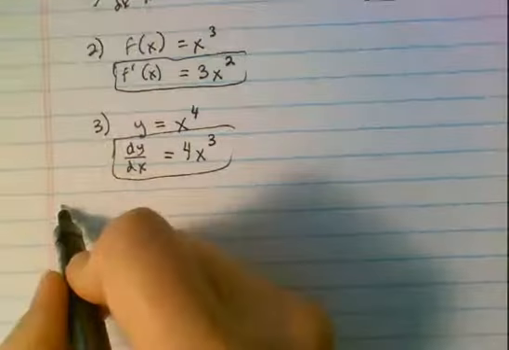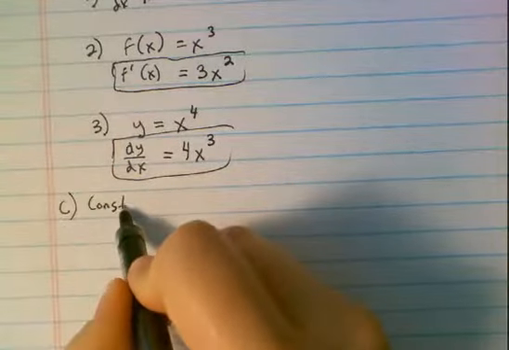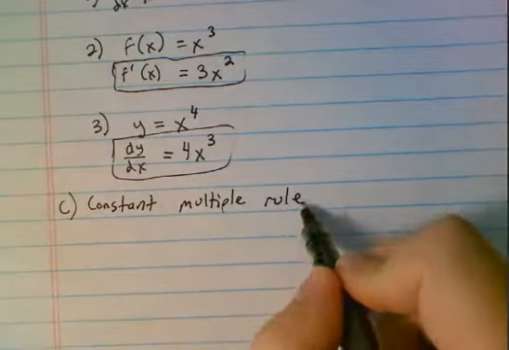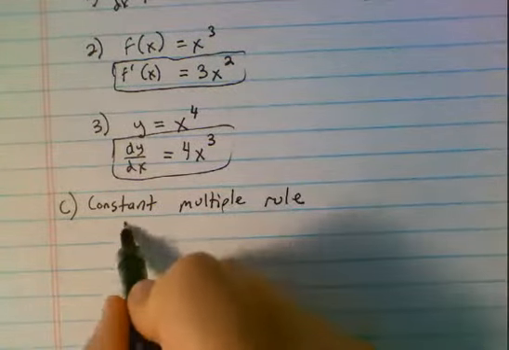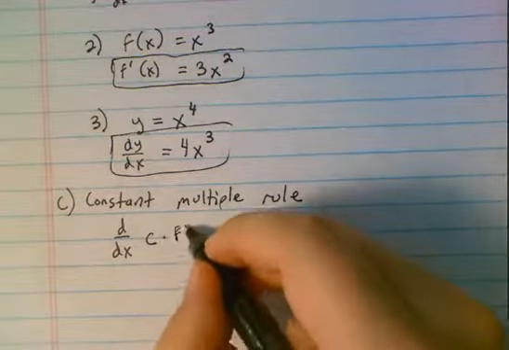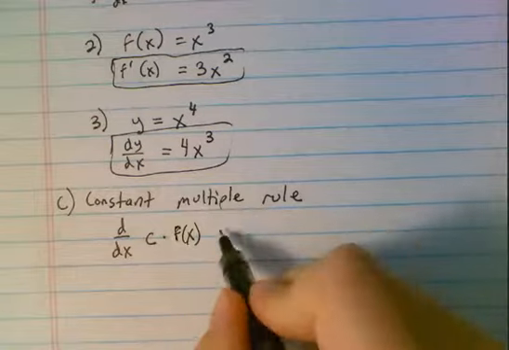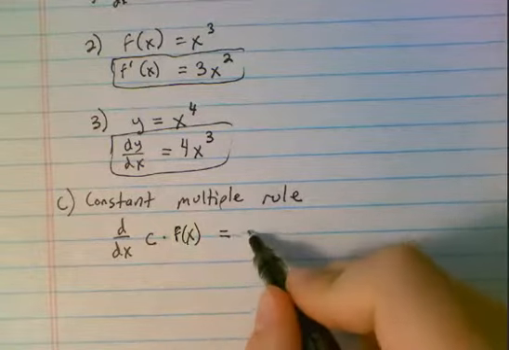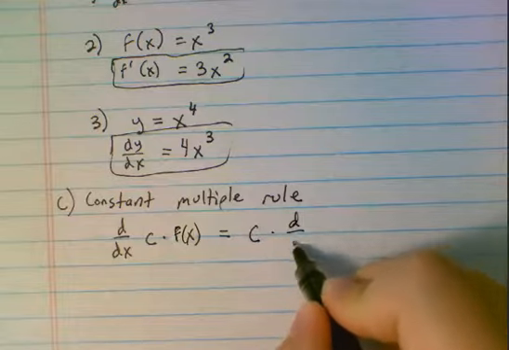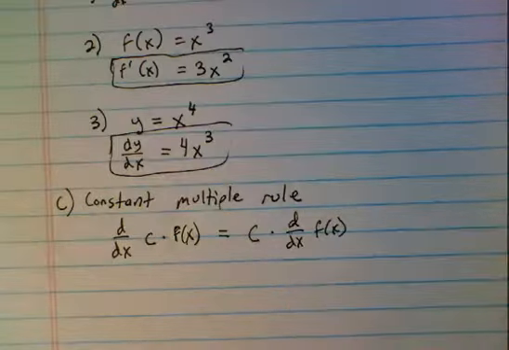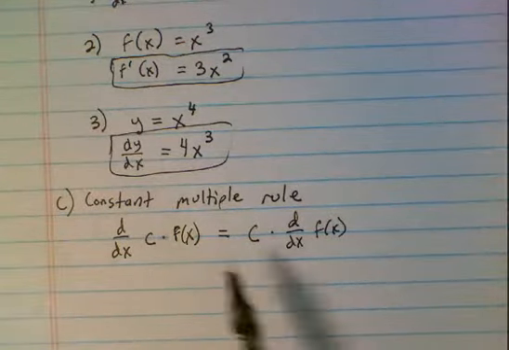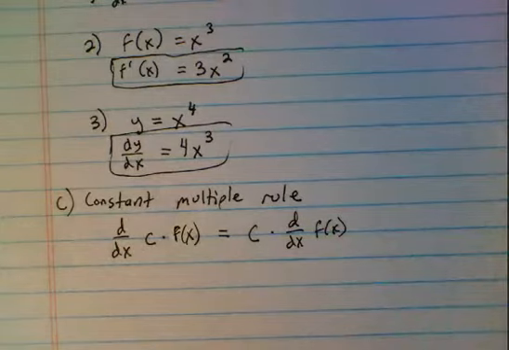So the next one up is called the constant multiple rule. And what that says is that when we take the derivative of some constant times f of x, that's the same thing as just multiplying that constant times the derivative of f of x. Really all this says is that any number, any constant here, is just along for the ride when we do differentiation.